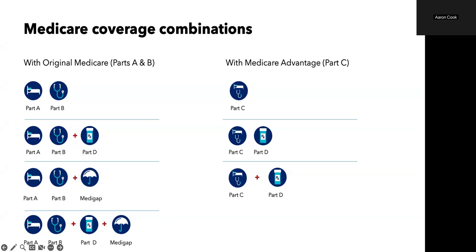With a Medicare Advantage plan, you can either have just the Part C by itself, and this is really recommended for people that have Part D prescription drug coverage elsewhere, or you can have one bundled with Part D for you.